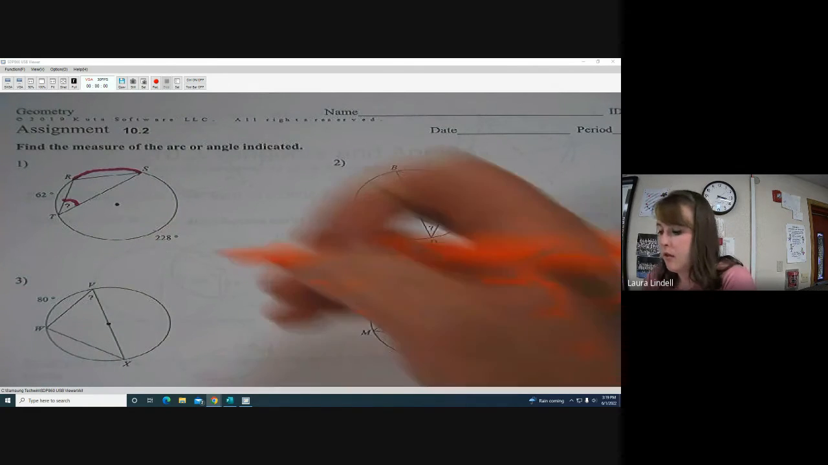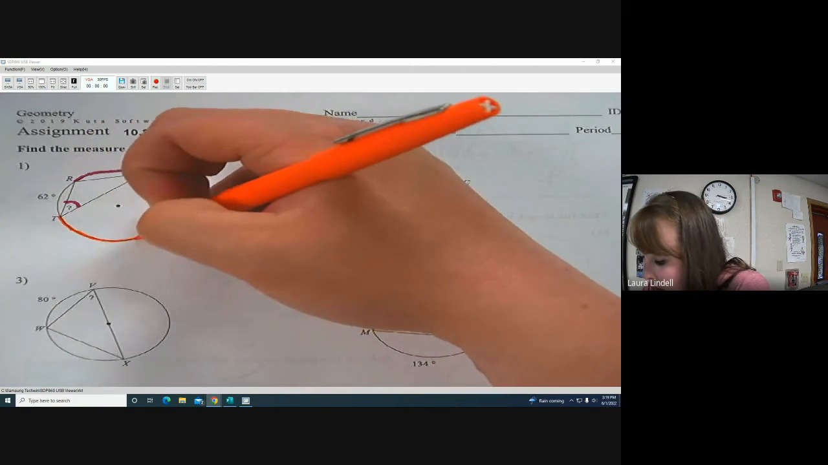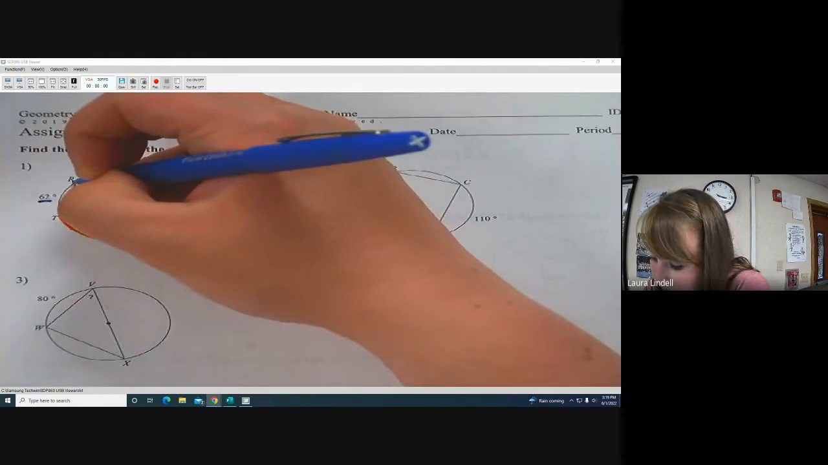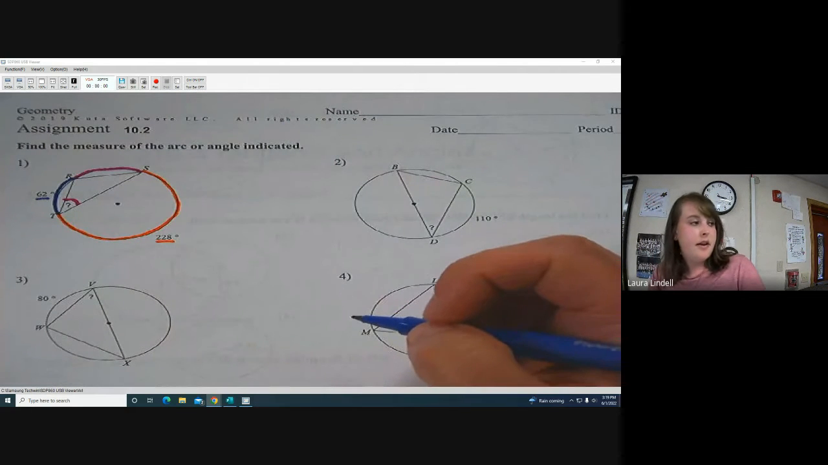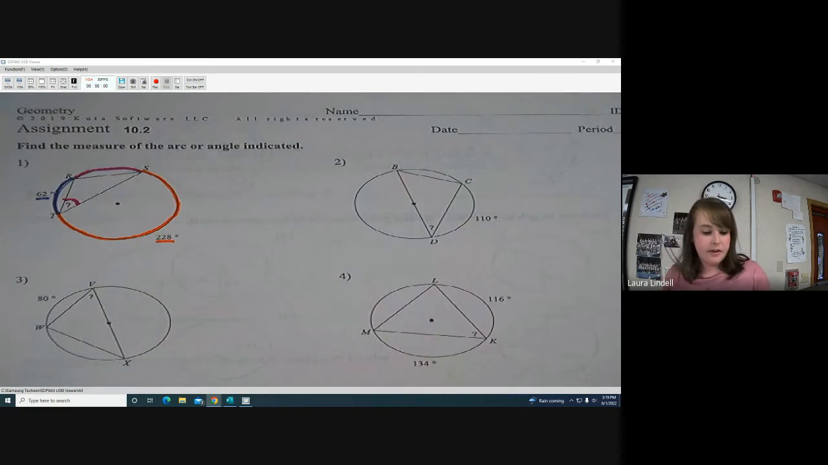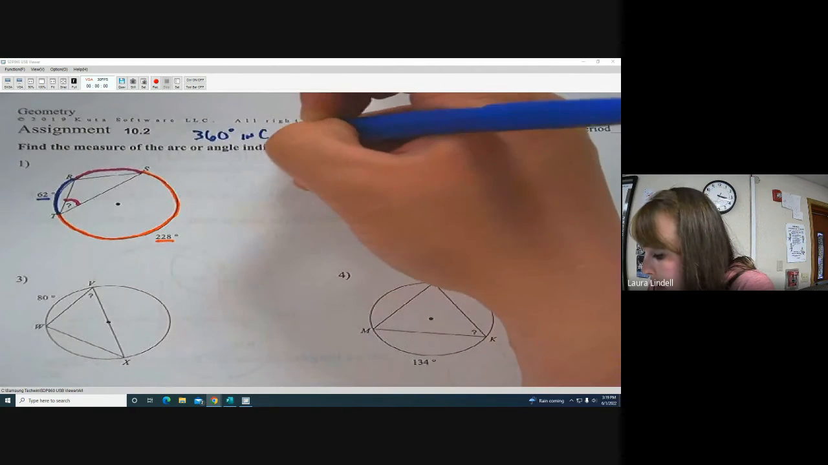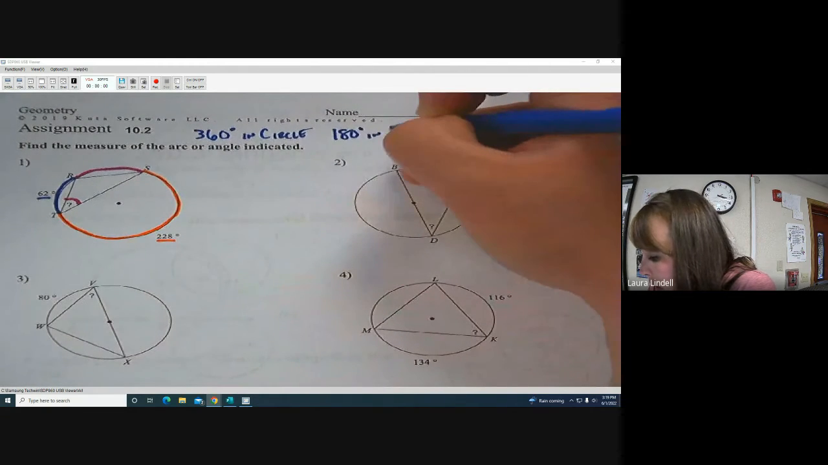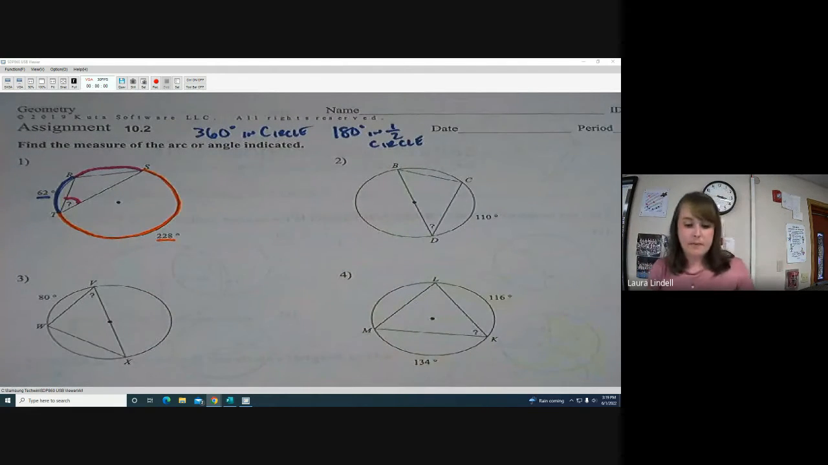So notice out here how we have 228. That represents the degrees for this arc. We also have 62, which represents the degrees for this arc, RT. The nice thing is, we also know that there's 360 degrees in a circle. So that might be something helpful to write down, just in case we forget. 360 degrees in a circle, 180 degrees in half circle. Because on some of these, you'll also be working with a half circle.